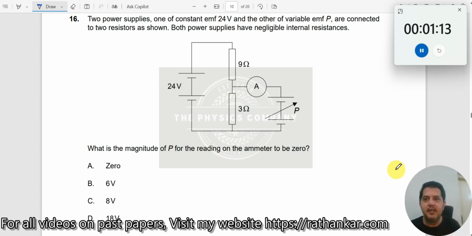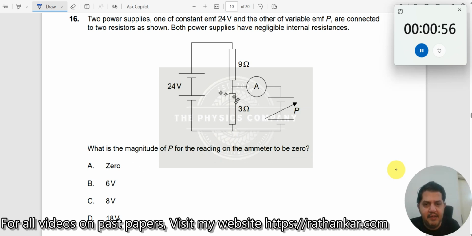Question number 16. Two power supplies, one of constant EMF 24 volt, another of variable EMF P. Okay, so this value is not given. Are connected to two resistors as shown. Both power supplies have negligible internal resistance. There is no internal resistance here. What is the magnitude of P for the reading on the ammeter to be 0?